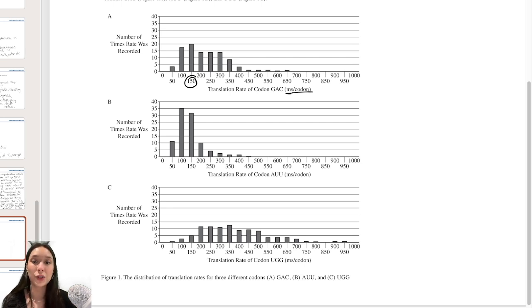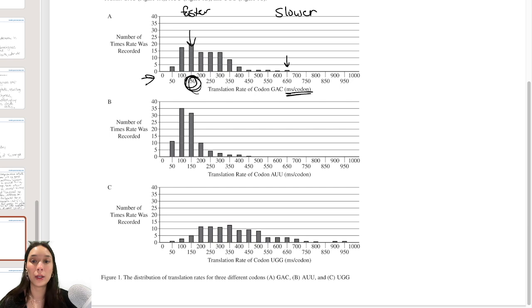But if you just paid attention to the units that they gave you, it would indicate what you're supposed to be looking at. So you've got these numbers down here on your x-axis, and it's in milliseconds per codon. This would be 150 milliseconds per codon, and then over here would be 650 milliseconds per codon. So over towards this end is actually the faster, and towards this end is slower, because this indicates that it takes less time to translate one codon.